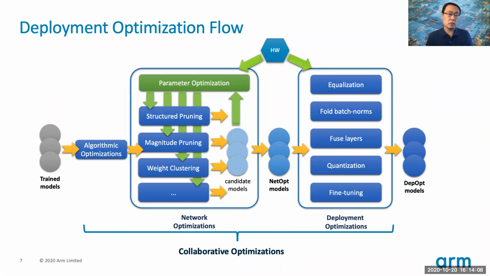Then entering the second phase is what we call the network optimizations, where you perform various types of pruning and also weight clustering. And then the third phase is the deployment optimizations, where we focus on quantization and have developed a set of very efficient utilities to make quantization as good as possible. And as you can see, this is a process that involves multiple optimizations.